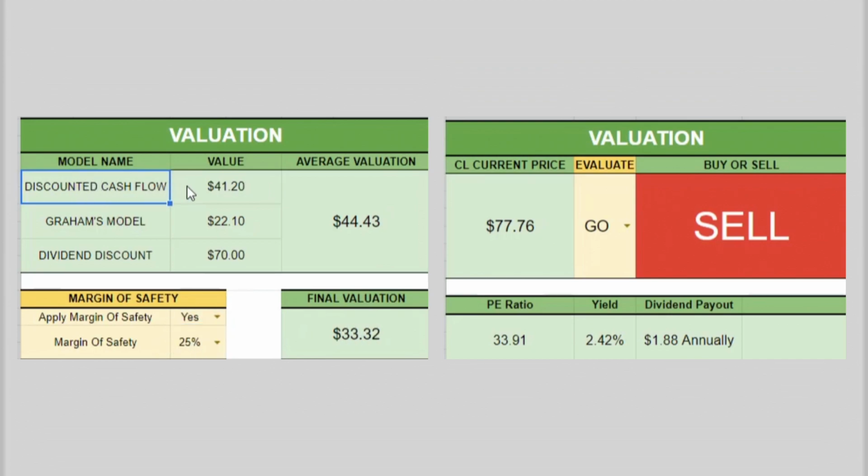But first off, the DCF model gave us a valuation of $41. Graham's model gave us a valuation of $22, and the dividend discount model gave us a valuation of $70. So we averaged these 3 together and applied a margin of safety of 25%, which gave us a valuation of $33.32. Colgate Palmolive's current price is $77.76, and do recall that the PE ratio is fairly high at 33, almost 34. So that gives us a sell signal.